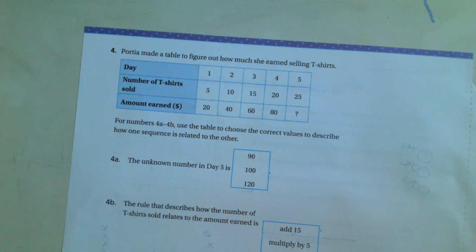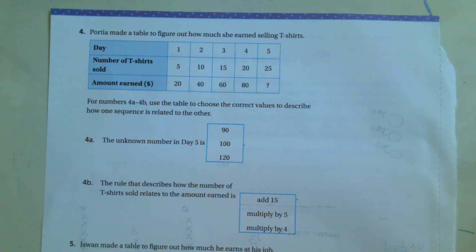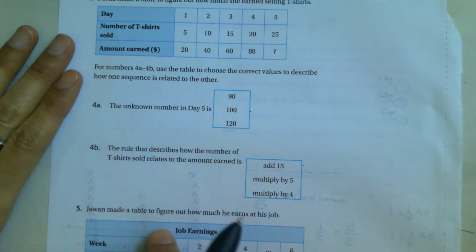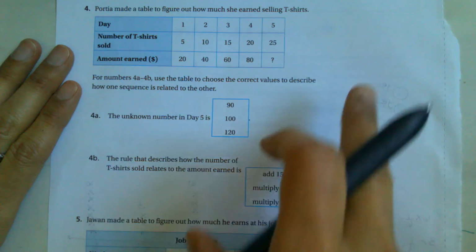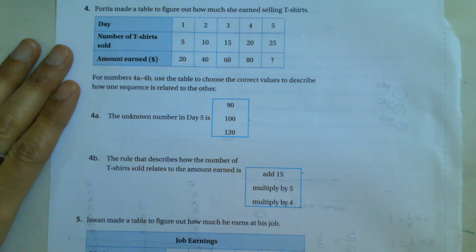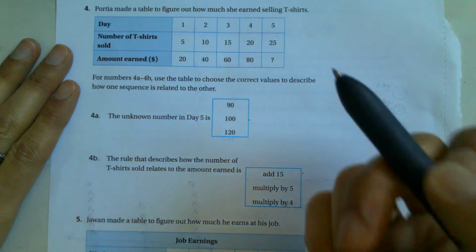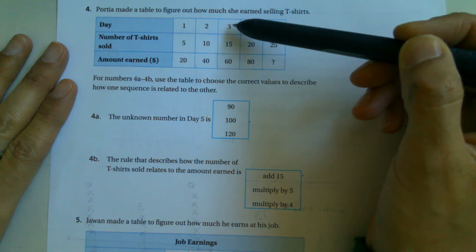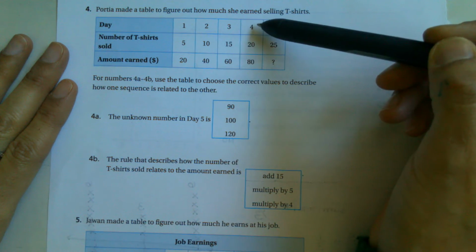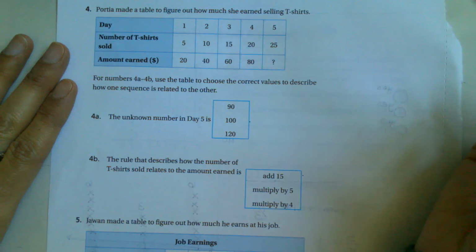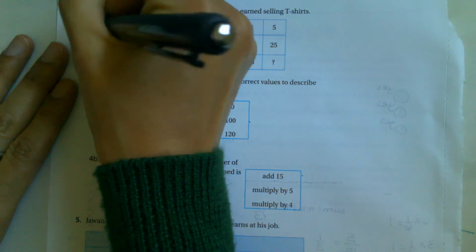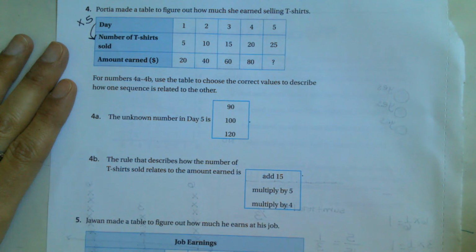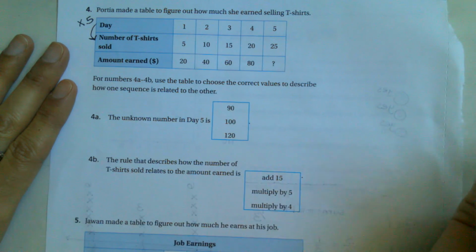All right. Portia made a table to show how she earned money selling t-shirts. So this is the rule. Before I do anything else, I like to just look at my chart and figure it out and then answer my questions afterwards. I go from day 1 to 5, day 2 to 10, day 3, 15, day 4, 20, day 5, 25. So for each day, I'm selling 5 shirts, and I'm multiplying that by 5. Now, how much does each shirt cost?